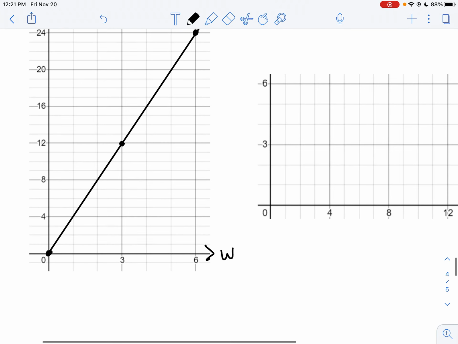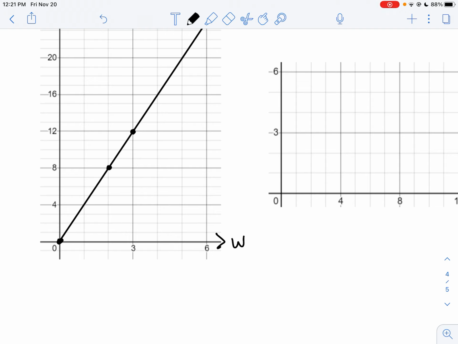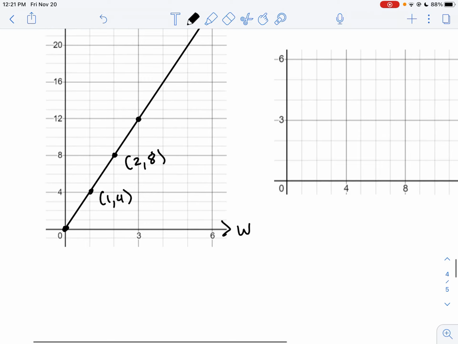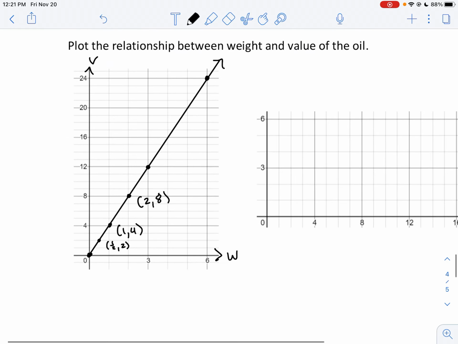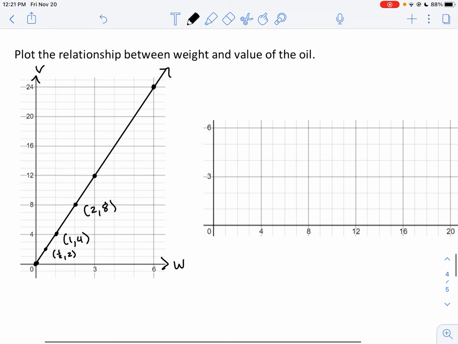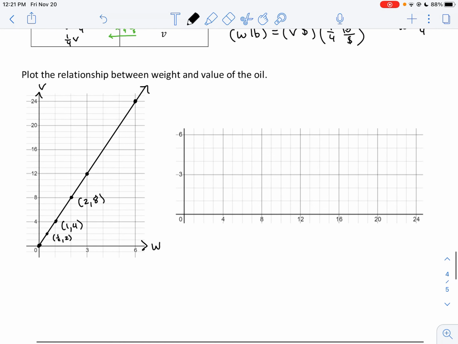And every single point on this line represents another pairing, right? So here's a point right here. It's 2, 8. It would say that if you wanted to buy 2 pounds, you would pay $8. And every single point represents another pairing. 1, 4. This reveals the unit rate. If you want to buy 1 pound, you pay $4. You can even go halfway, right? You can put a point there and say if you want to buy a half a pound, you pay $2, etc. Every single point represents a possible purchase and how much you would pay for it.